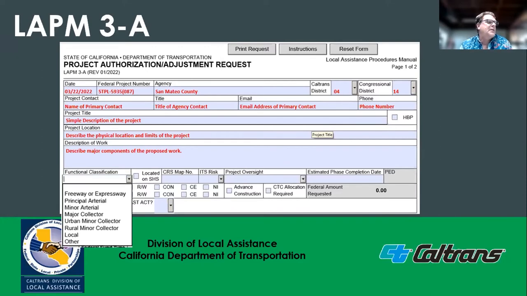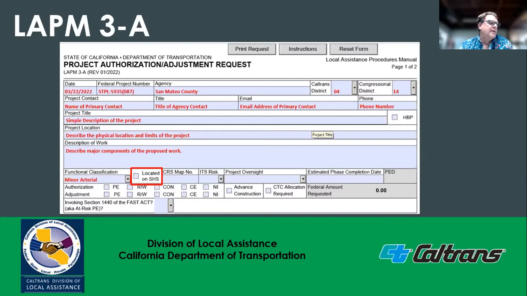Functional classification as defined from the California road system maps. If the project is on different functional classifications, use the highest level. And in the remarks section, identify the individual routes and their classifications. Check this box if you're dealing with a project on the state highway system. As I mentioned in the mapping, the CRS map coordinates is a required field to be entered and can be obtained from the mapping systems.